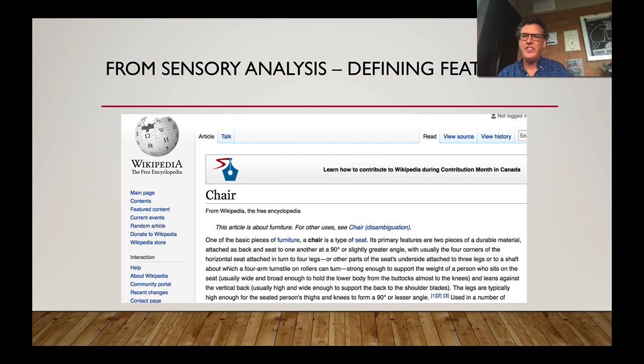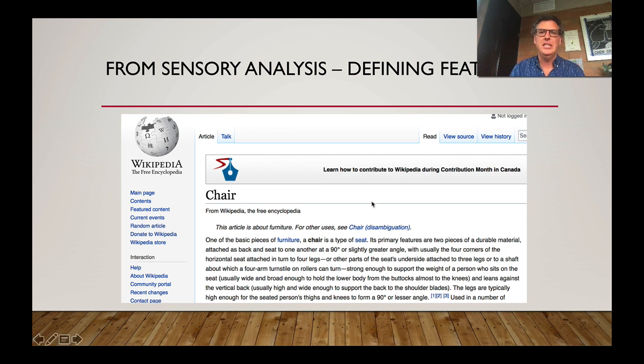Its primary features are two pieces of durable material attached as back and seat to one another at a 90-degree or slightly different angle, with usually the four corners of the horizontal seat attached in turn to four legs, or other parts of the seat's underside attached to three legs, or to a shaft about which a four-arm turnstile on rollers can turn, etc. You're already seeing that they're having trouble with the legs, because chairs have all these different kinds of legs.